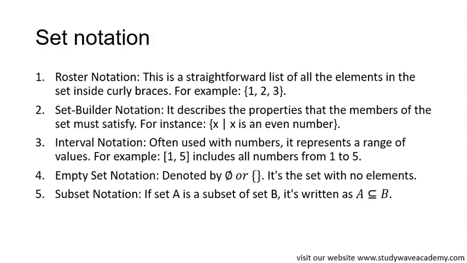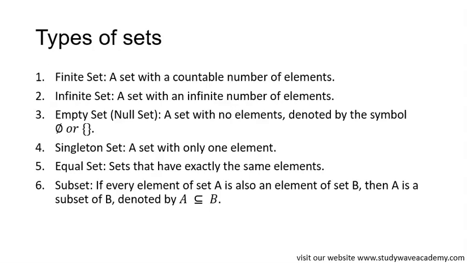So next we are going to be looking at types of sets, okay? There are different types of sets. One type of set we have is finite sets, a set with a countable number of elements. The finite set is when a set has a limited number of things, okay? Do you understand?